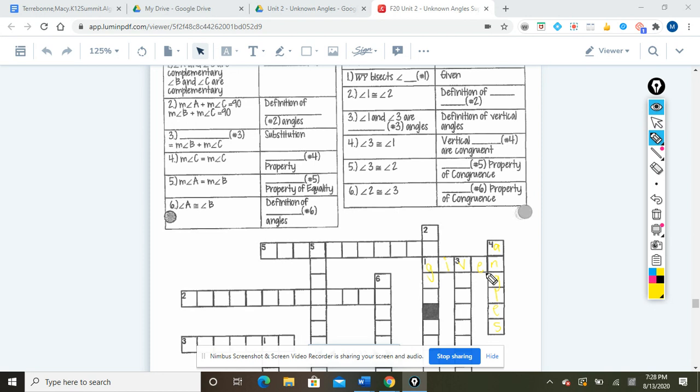All right, so this is going to be due tonight at midnight. If you were super confused about proofs, don't fret. We're doing them again tomorrow. I hope you have a fabulous day.